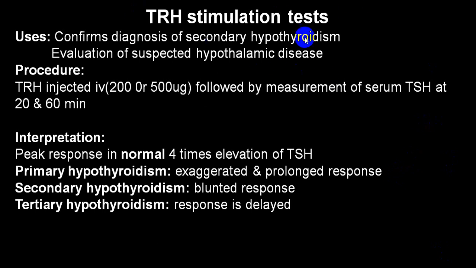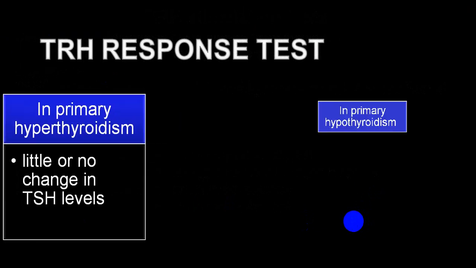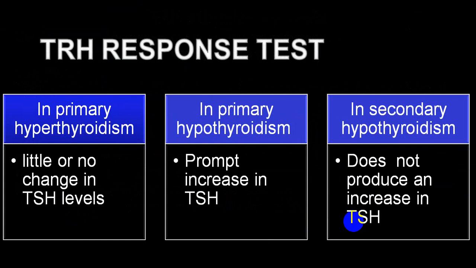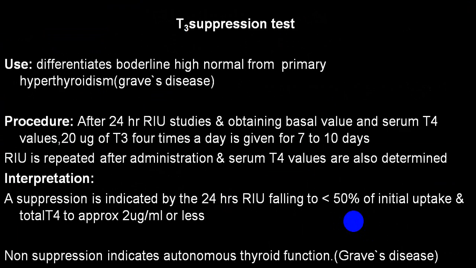TRH stimulation test is done mainly to diagnose secondary hypothyroidism due to what we call hypothalamic disorders. Because when you give TRH, the TSH level should increase. So the response is a 4-time elevation of TSH level. Very simple test, and it will help you to rule out primary from secondary disorders. This is the TRH response test. You can go through it in your leisure time, in primary, what happens in secondary.